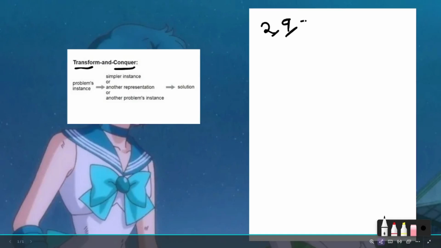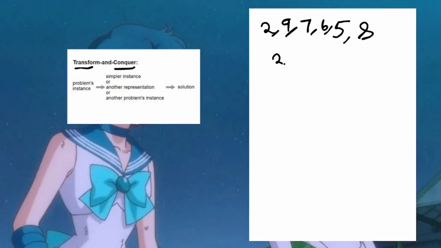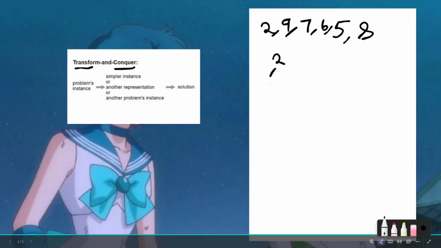Alright, cool. So for our example, we are going to be using our transform and conquer to do a heap sort on the list 2, 9, 7, 6, 5, and 8. Is that right? Yeah. So as you can see, it's not currently in heap form. Right now it looks something like this when we apply our heap array rules to this. It's represented as this.